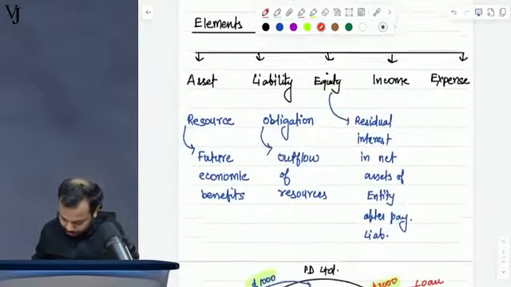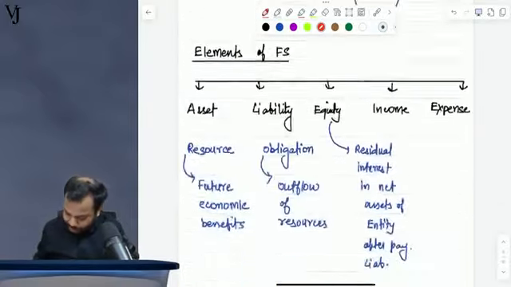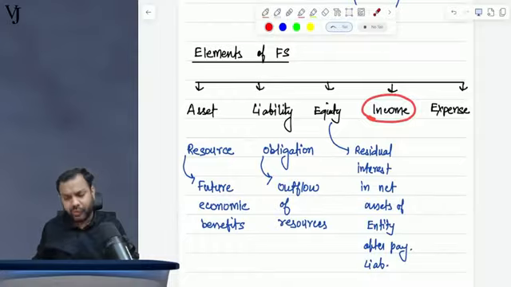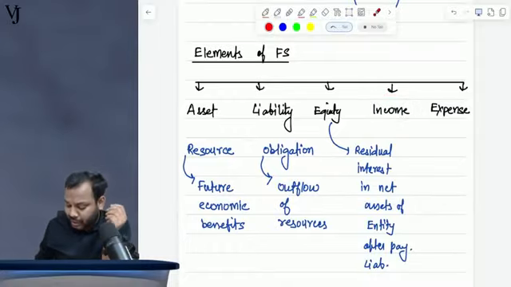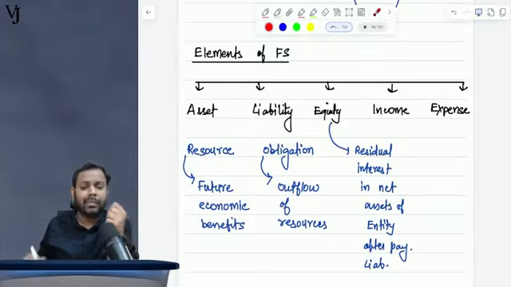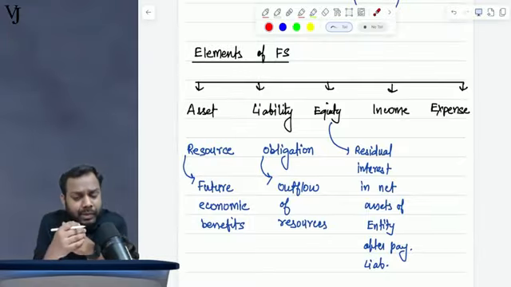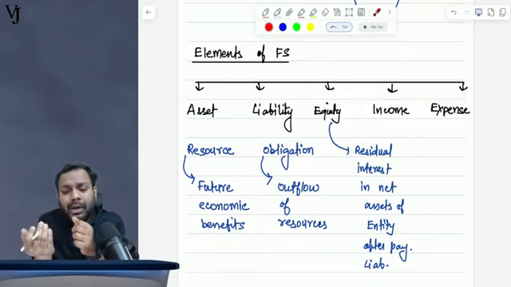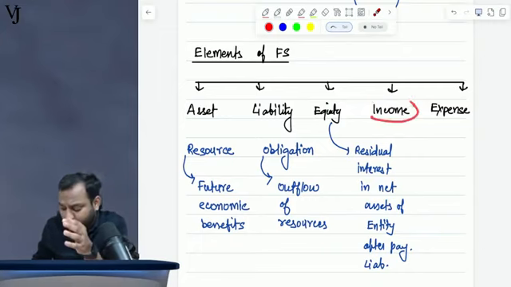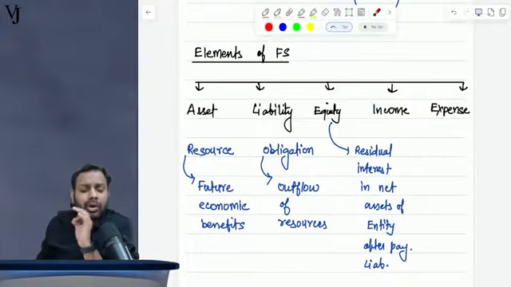Wonderful. Now comes income and expenses. What do you mean by the term income? Incomes are the receipts. It might be operating income from the business, or it can be non-operating income from the investments that you have made.